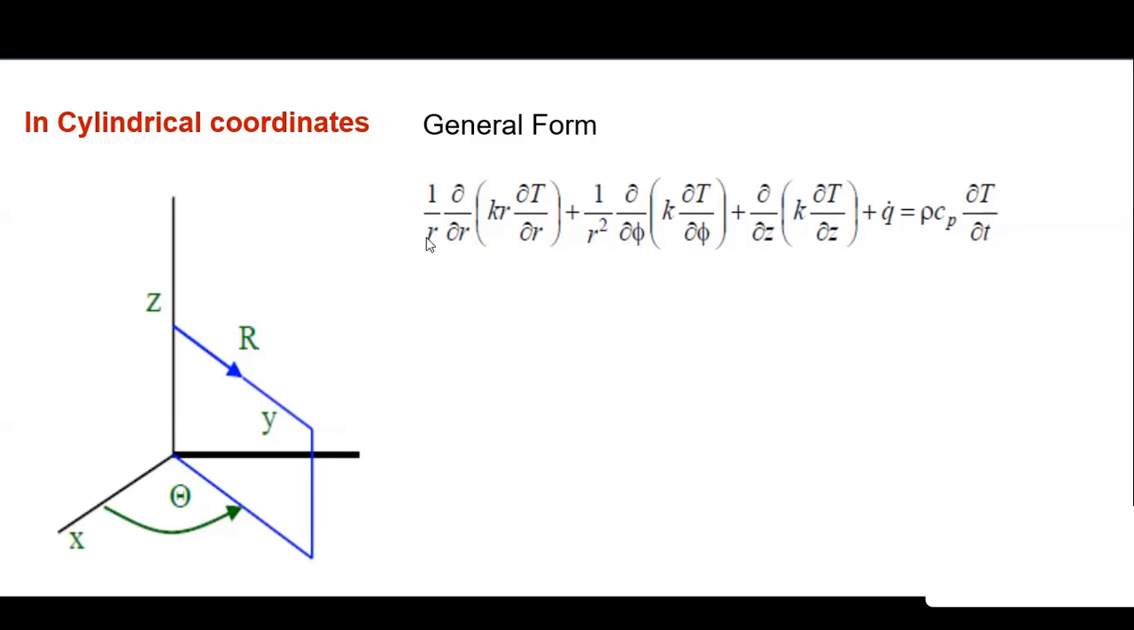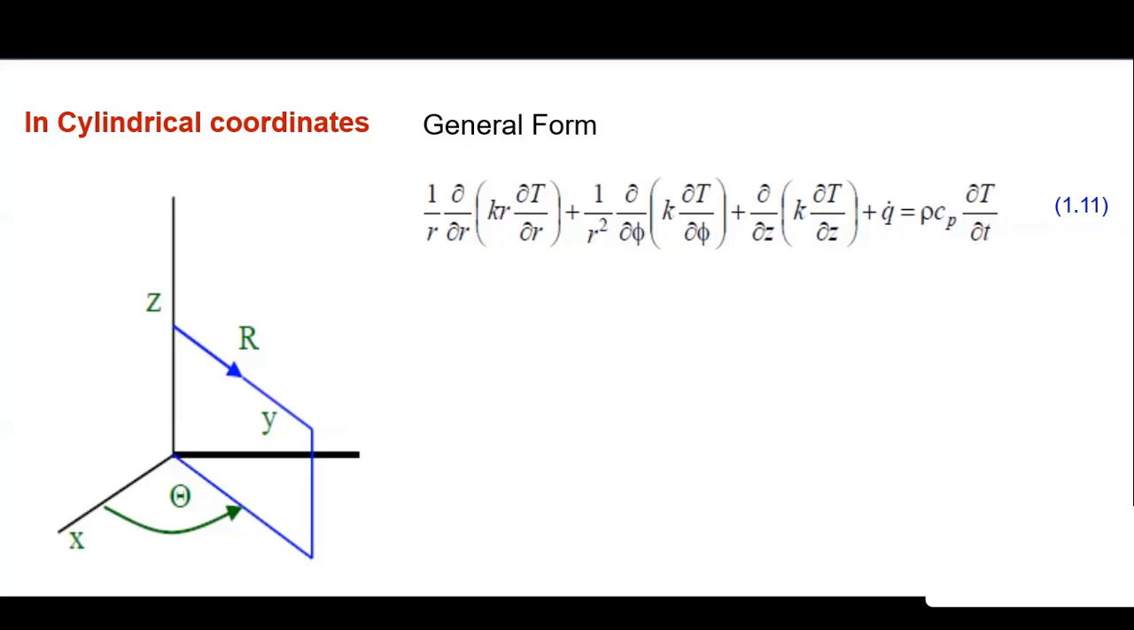Here the temperature variation is with respect to r. This first term indicates the radial variation in the temperature. This term represents the temperature variation in the direction phi, theta, whatever it is, and this one is the z direction. So this first term represents radial variation, with some angle and some height. Then the heat generation term and the heat storage term are going to remain the same.